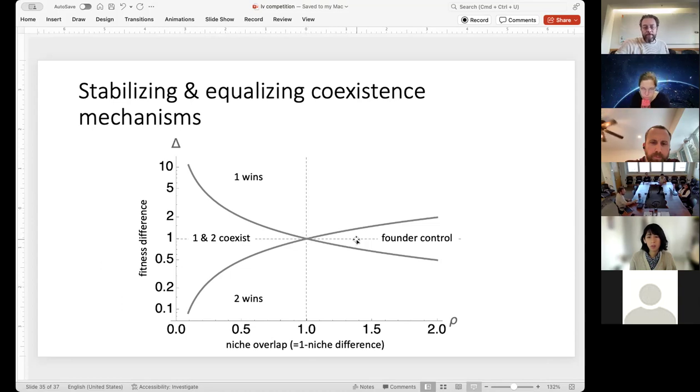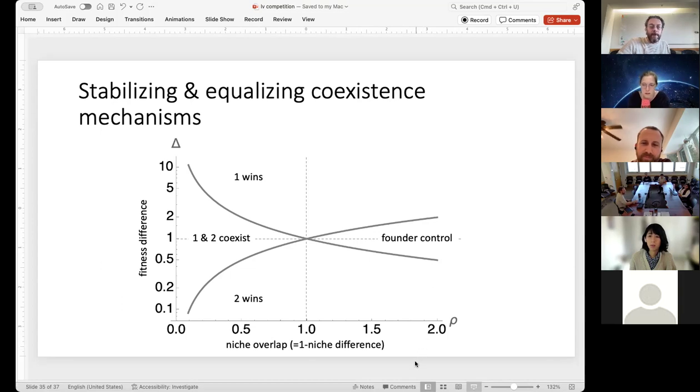If you move to the right, if niche overlap is more than 1, or more than 100%, it's not really intuitively clear what that even means. So I think we even made up a term in our paper. Elena made it up. It's some kind of, beyond, more niche overlap than is physically possible. If that's the case, then instead of having a coexistence region, you have this region of founder control opening up.